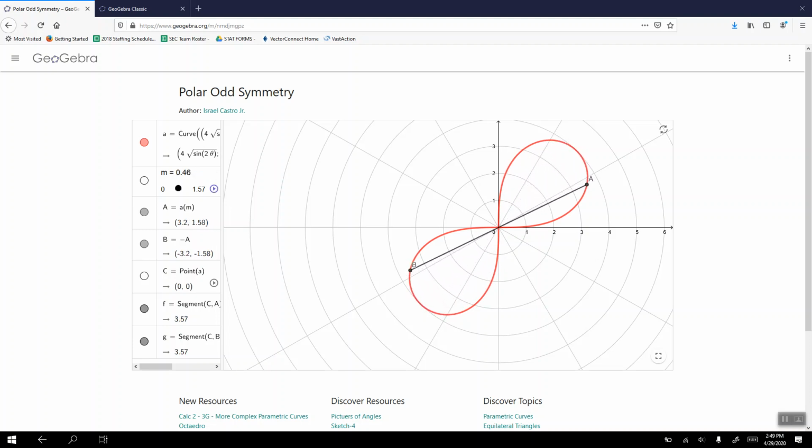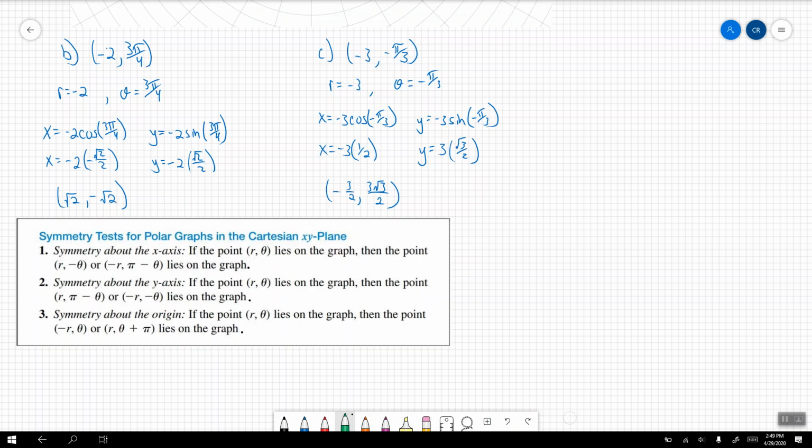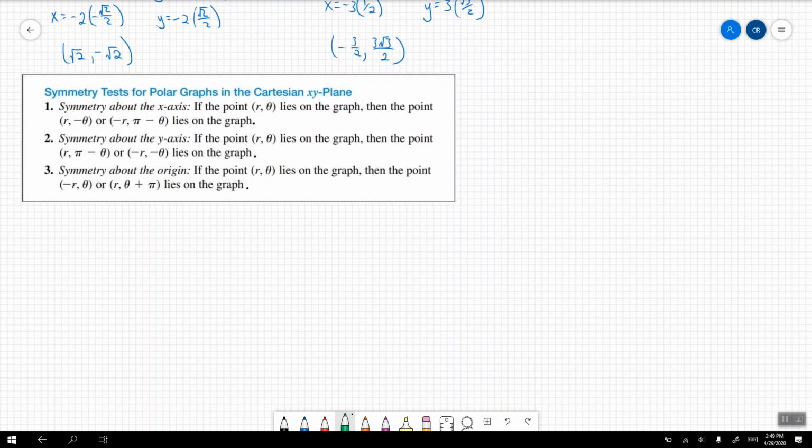All right. So now that we have a little bit more tools at our disposal, let's go back and start defining a few more things. All right, so here we go.